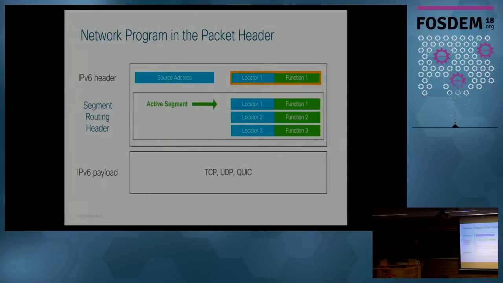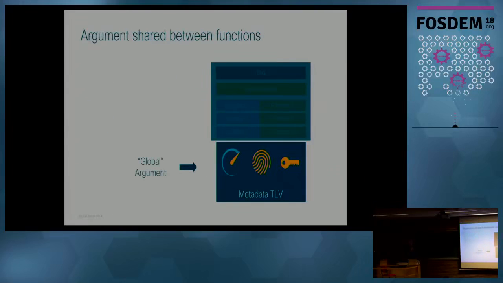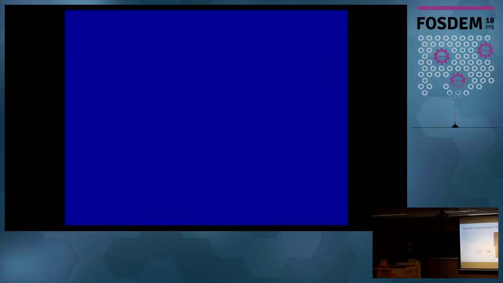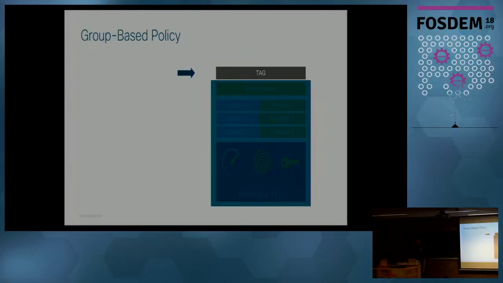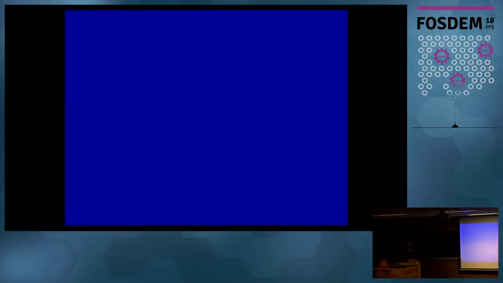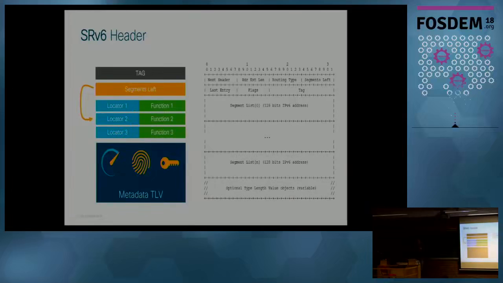So this segment routing header, what does it have? It has the actual list of segments, but then it also has some more things. It has global arguments. Let's say we want to give performance information, security, location information. So we have this metadata that we can add. Then we also have a tag that is going to be used for group-based policies. And this very simple structure, which is just a tag, the segments left pointing to the active segment, and this metadata, is exactly what we have defined in the IETF. So it's very simple.